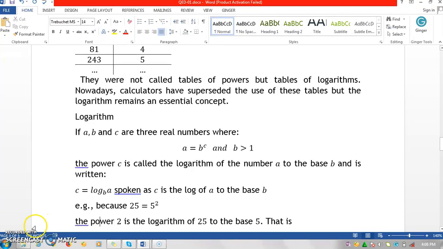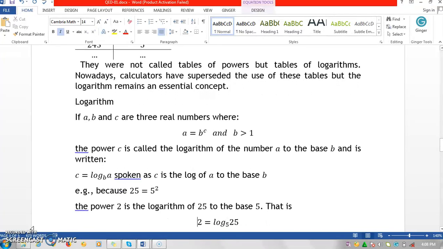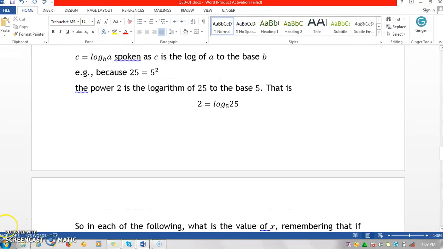Example: if 25 is equal to 5 squared, then the power 2 is the logarithm of 25. That is because the power 2 is the logarithm of 25 to the base 5. That is, 2 is equal to log 25 base 5.